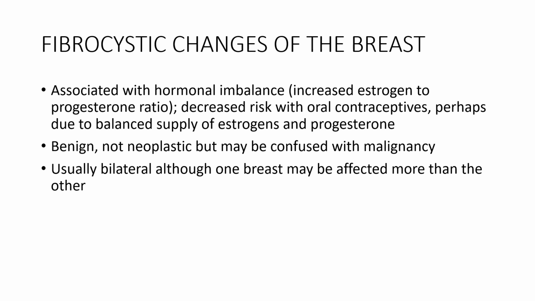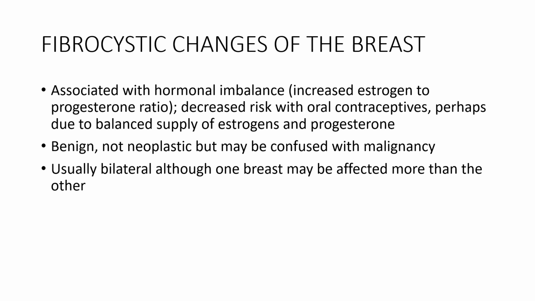From the definition a while ago, fibrocystic changes of the breast are associated with hormonal imbalance. So there is somewhat an increased estrogen to progesterone ratio. Decreased risk with oral contraceptives is perhaps due to a balanced supply of estrogens and progesterone. This is rather benign, as I have mentioned a while ago. It's not neoplastic, but in some cases you may confuse it with malignancy.